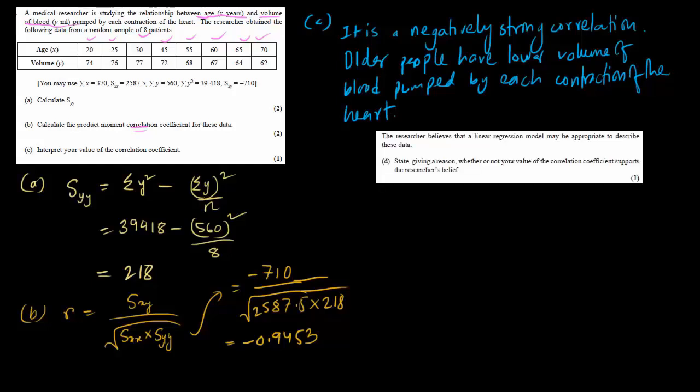The next question deals with regression. This is one question where the correlation and regression sum is given in the same question. So let's continue. The researcher believes that a linear regression model, which is basically an equation where we have two variables, x and y, and we find the direct relationship between them, may be appropriate to describe these data. So state, giving a reason, whether or not your value of correlation coefficient supports the researcher's belief. Now, you have to remember there is a strong correlation. That means it supports. And you have to write this down in context.